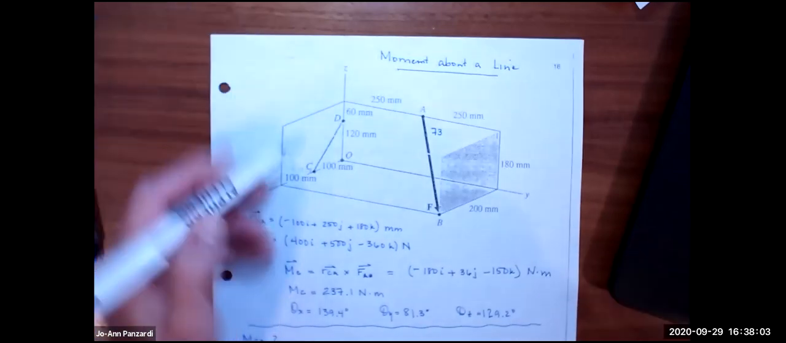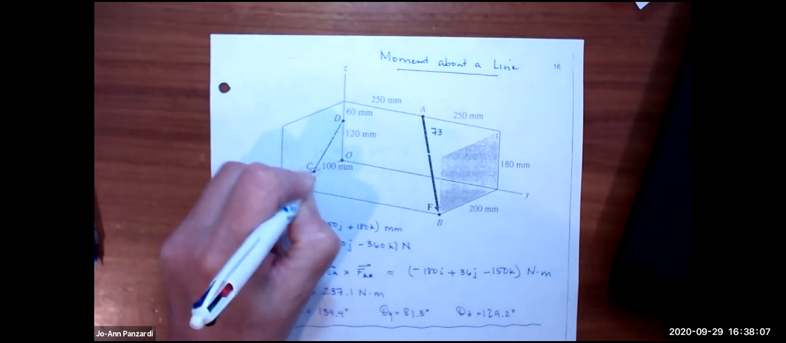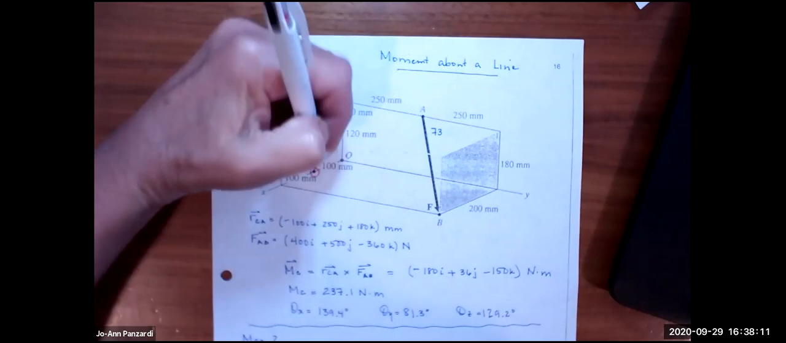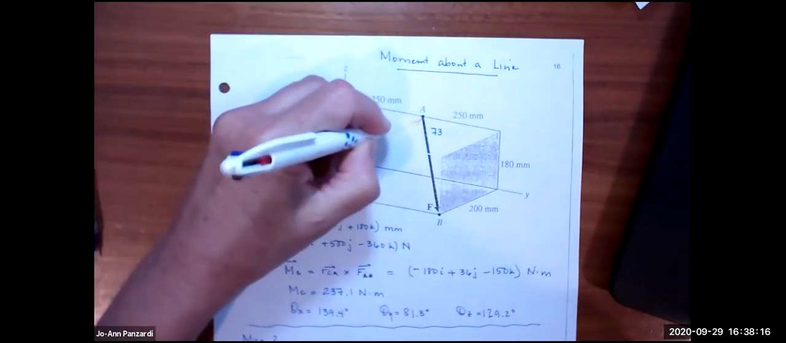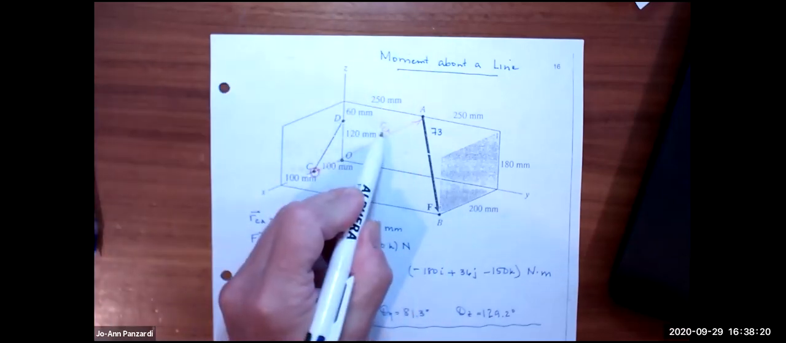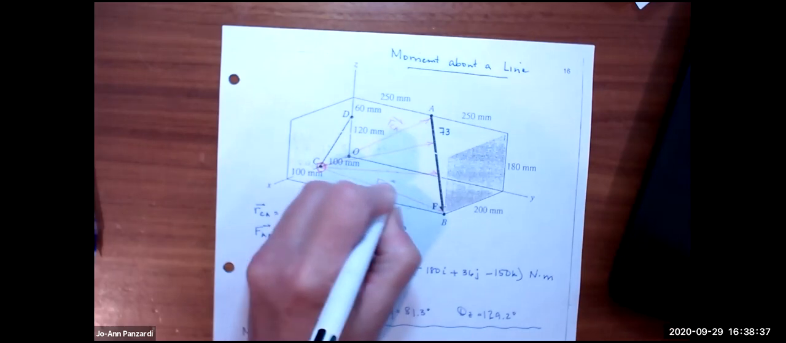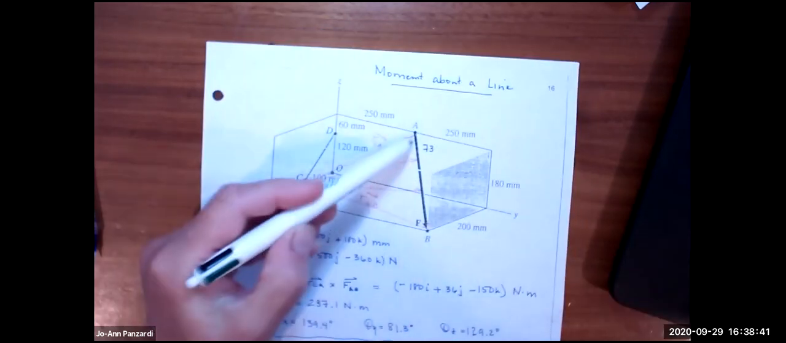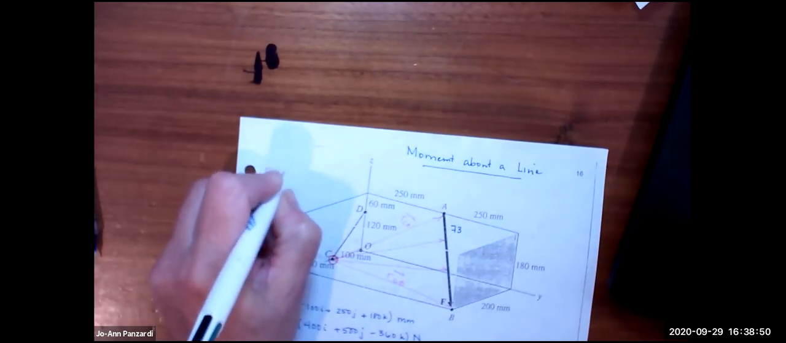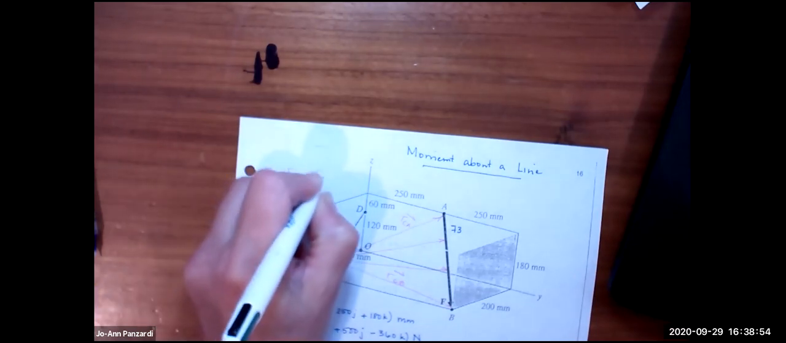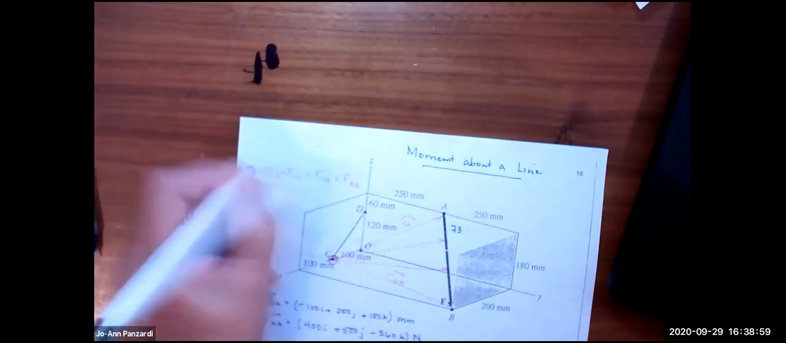Okay. So everybody, last Thursday, we found the moment about point C due to this force. And we went R from C to A, right? R goes from the point I'm trying to find the moment about to the tail of the force. But actually, R can be drawn to any point along this force. So in this case, we don't have any dimensions, but here, this is RCB. And if I cross RCA with force AB, let me write that down. RCA crossed with FAB is equal to RCB crossed with FAB. And this is the moment about point O. These two values are exactly the same.